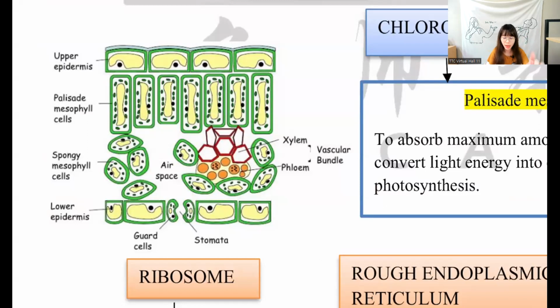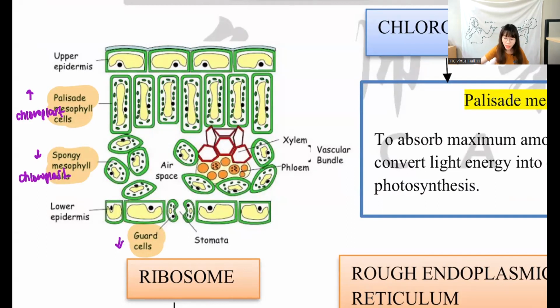Chloroplast can be found in 3 areas: palisade mesophyll cell, spongy mesophyll cell, and also guard cell. So we have 3 areas. Palisade mesophyll cell has the highest density of chloroplast. This one has the highest density of chloroplast. Spongy mesophyll cell has lesser chloroplast. This one also has lesser chloroplast.